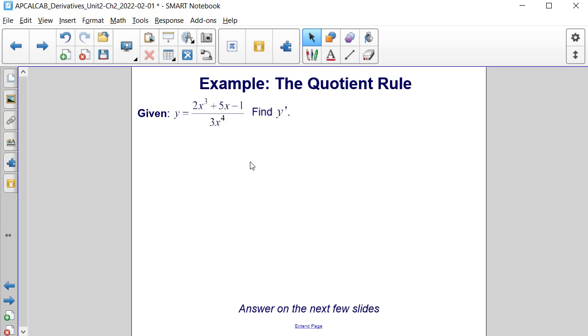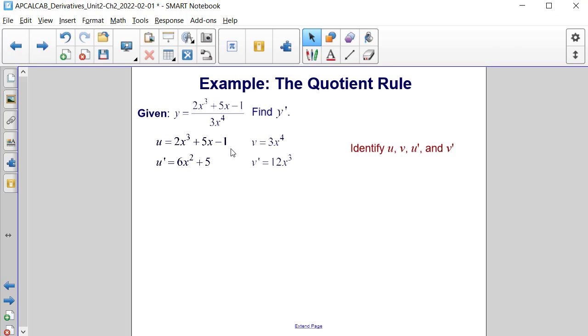Let's try an example using the quotient rule. y is equal to 2x cubed plus 5x minus 1 all divided by 3x to the fourth. Find y prime. The first step is to identify our u, v, u prime, and v prime.